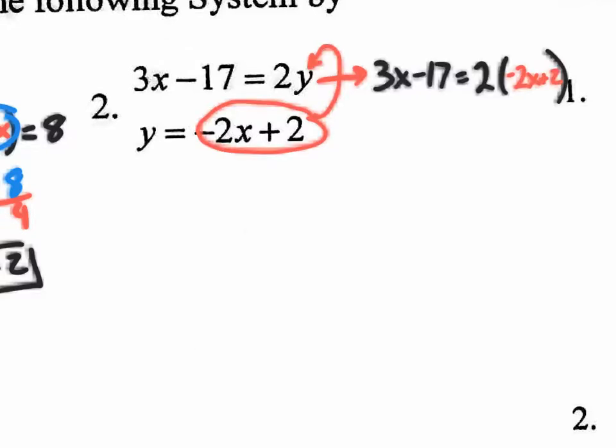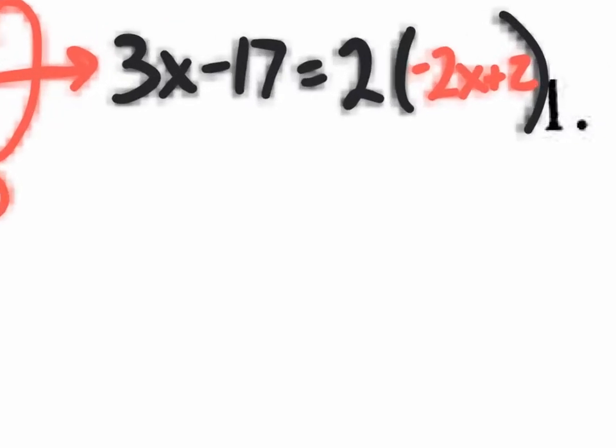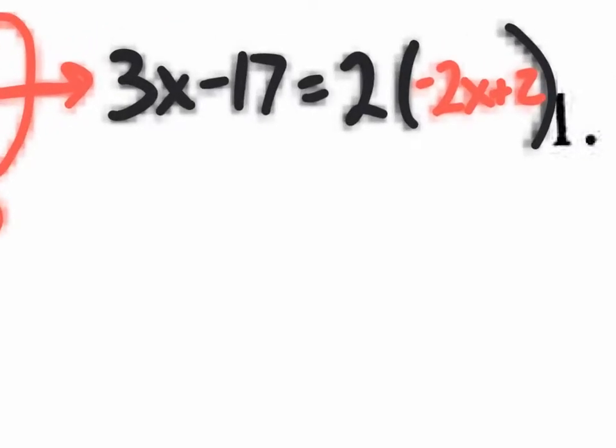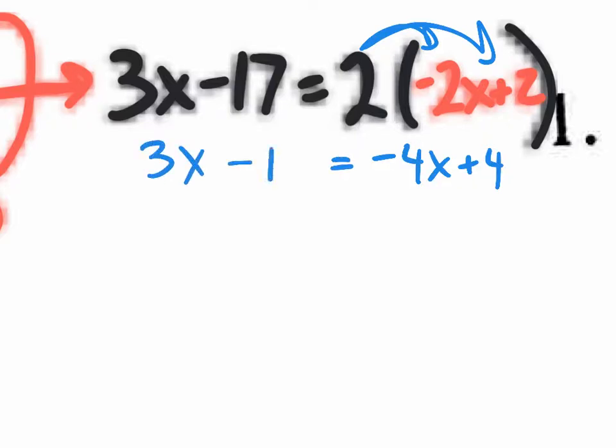So let's solve this equation. Let me zoom in so you can just focus in on this equation. Let's distribute first. 2 times negative 2x is negative 4x. 2 times 2 is positive 4. Bring down the equal sign. Bring down the rest. We have the 3x and the minus 17 equals negative 4x plus 4.